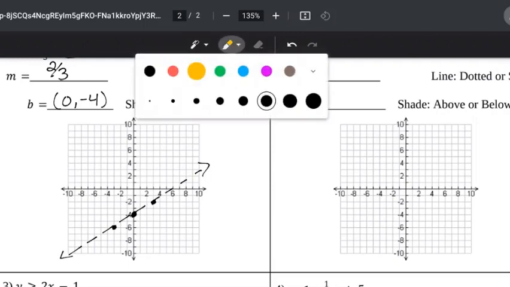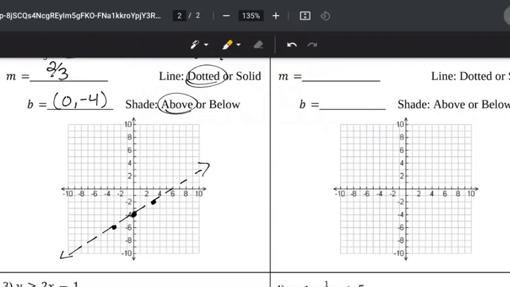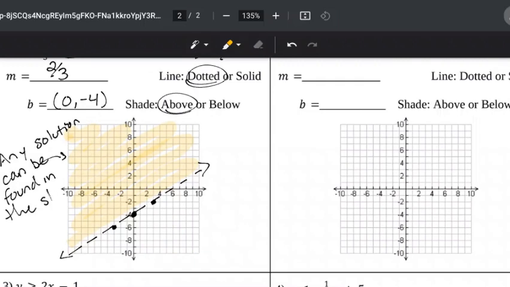And now the really fun part, we are shading above the line. So pencils work fine. I have a highlighter. If you have a highlighter, great. We are just shading above the line. That shading tells us that space is any of our solutions. Any solution can be found in the shaded area.